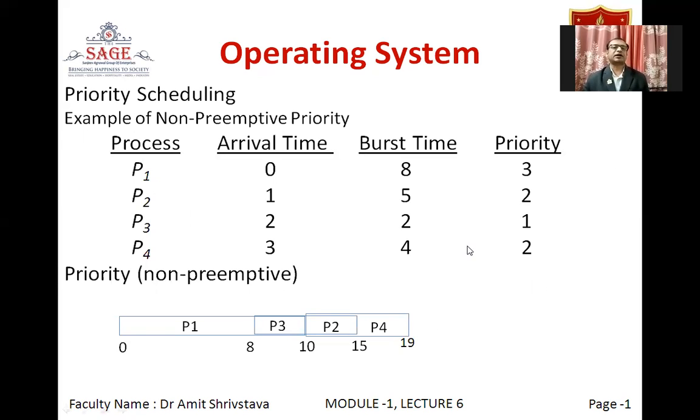Now let us start with the non-preemptive version of the priority scheduling algorithm. So we have got 4 processes: P1, P2, P3, and P4. Arrival time of P1 is 0. P2 arrives after 1 unit time interval. P3 arrives after 2 unit time interval. P4 after 3 unit time interval. CPU bursts are 8, 5, 2, and 4 respectively, and the priority assigned is 3, 2, 1, and 2.